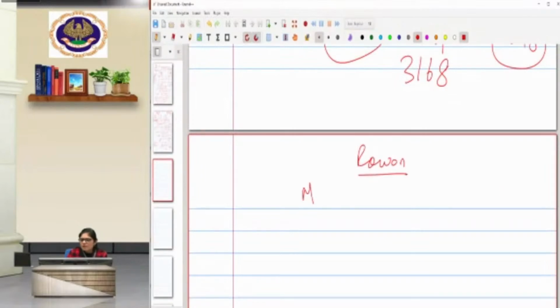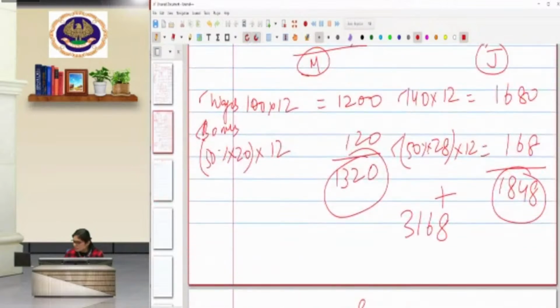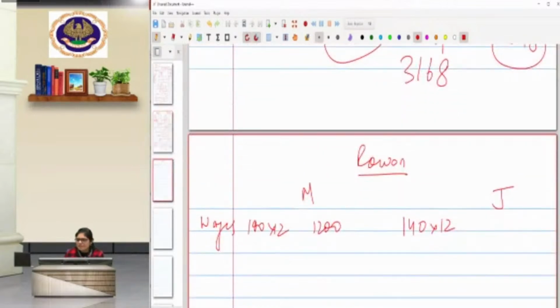M and J, quickly calculate it, all of you. M and J, if the Rowan scheme is calculated, wages will remain the same. 100 into 12, 1200. And 140 into 12. It has to be 140. Yes. So 140 was the time taken. 1680. And now the bonus as per Rowan.